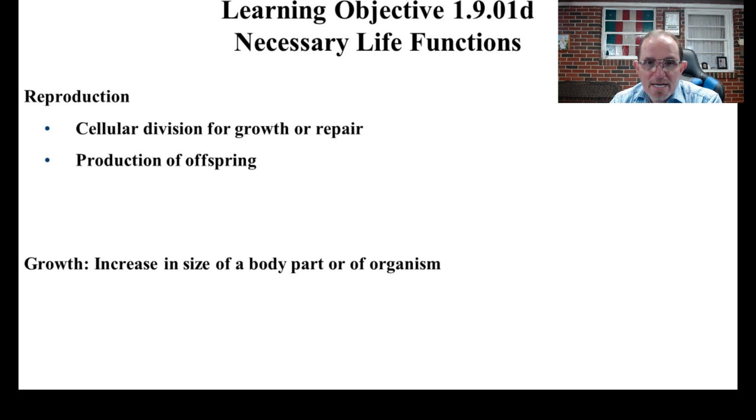But for example, the outer layer of our skin is replaced completely once every 30 days. The inner layer of our stomach is replaced once a week. So we have to continually reproduce those cells to replace the ones that are damaged or no longer functional. And then, of course, the one that most people would probably think of, having children, offspring.